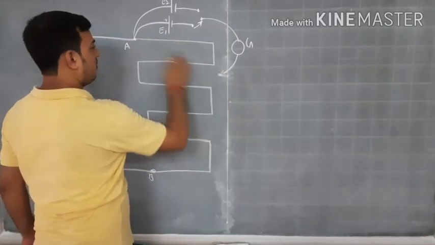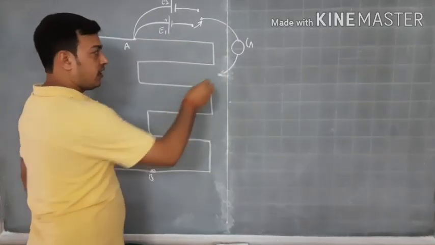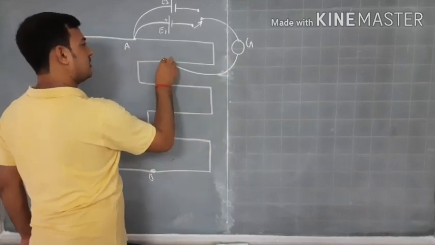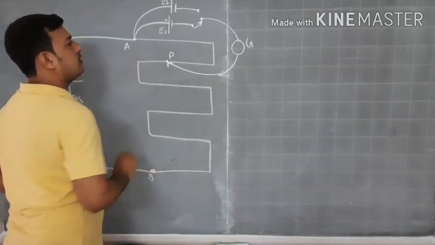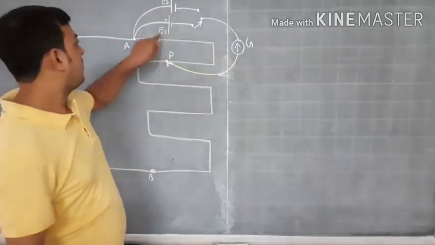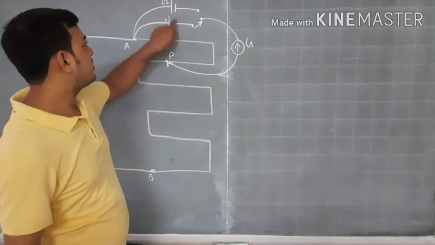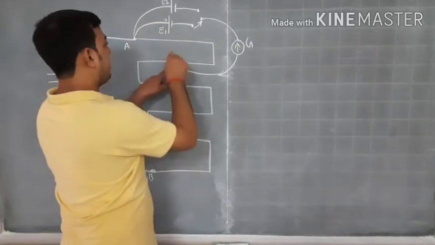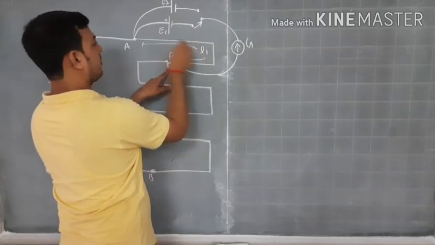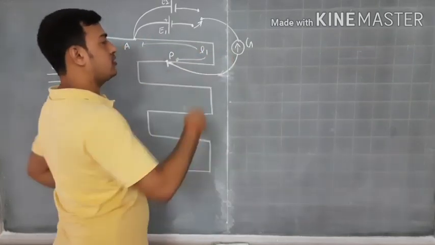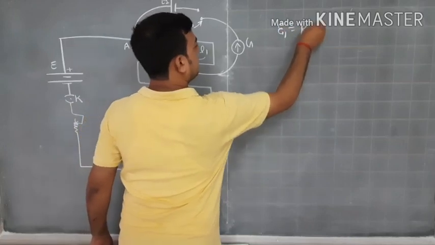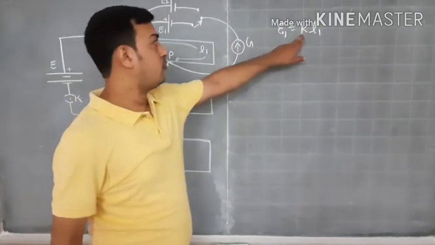I will touch the jockey on this whole wire to find the null point, and suppose that this is point P, where the galvanometer shows zero deflection under the action of this E1 cell. So if L1 is the length of this wire at which the galvanometer shows zero deflection, I can write that E1 is K times L1, where you know what K is.